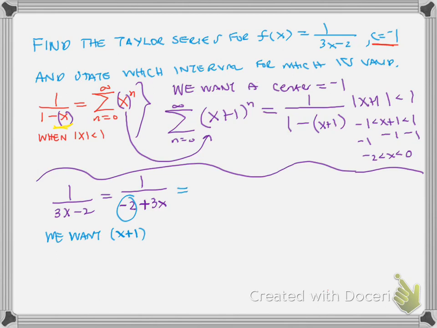Am I doing this differently for my notes? Yes, I think so, but that's okay. Let's see what happens. If we factor out a -2, we'll have 1 minus 3/2 x. That's -2, and then plus 3x, yes? And so now this is 1 over -2 times, well, we can write this as -1/2 times 1 over 1 minus 3/2 x.